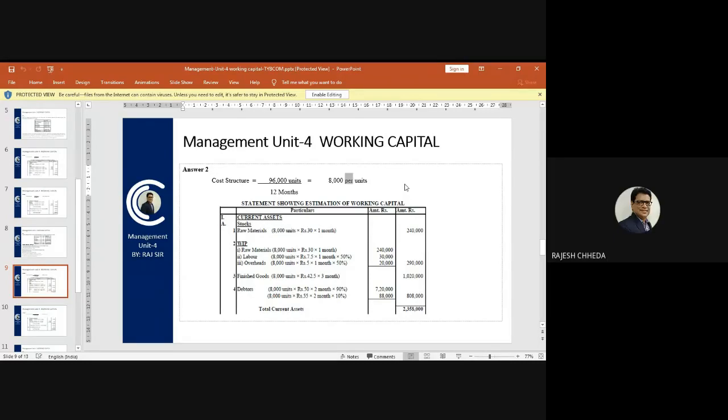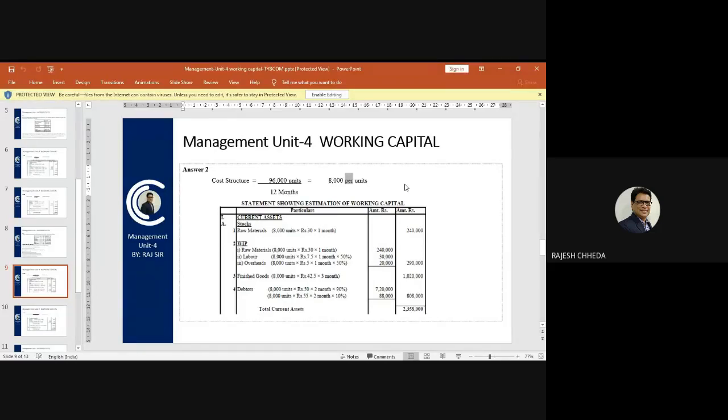Same way for overheads, 8,000 into 5 rupees per unit overhead, again 1 month WIP and 50% is the estimation. Those calculations give us the amount. You must be good in calculation. 2,40,000, 30,000, 20,000, total 2,90,000 required for work in progress. Next, finished goods. Finished goods is at total cost.